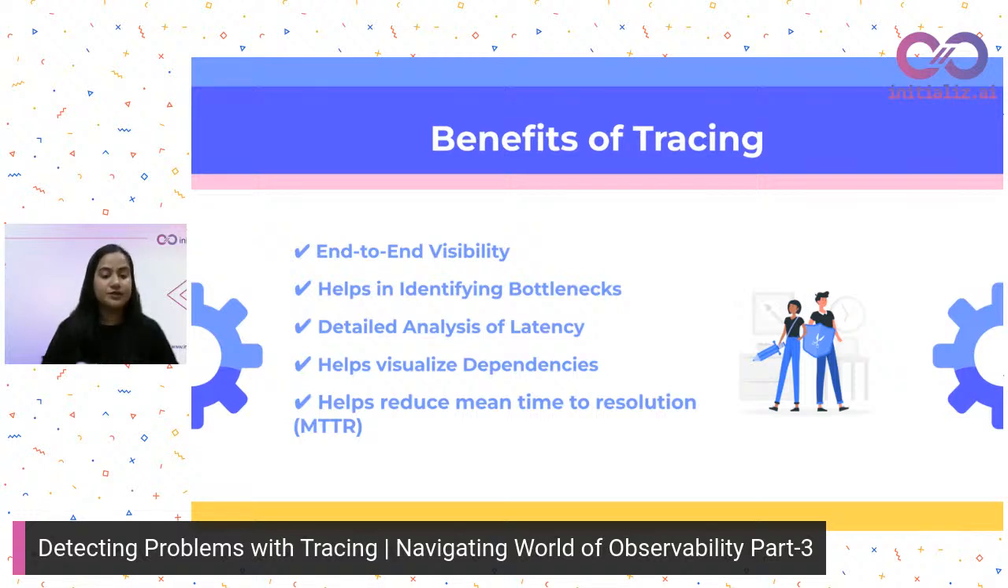In modern architectures like microservices, which are very prominent, understanding dependencies between services is crucial. Tracing helps visualize and analyze these dependencies. Tools like OpenTelemetry can give you data, and you can use other tools to create a visualization and see what is causing the delay, where the delay is, etc.